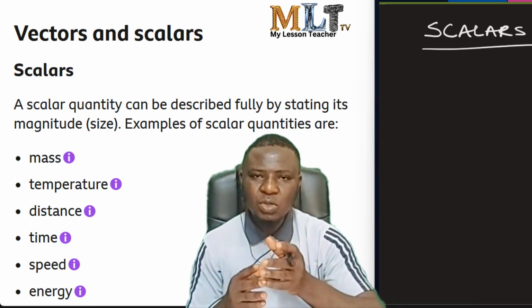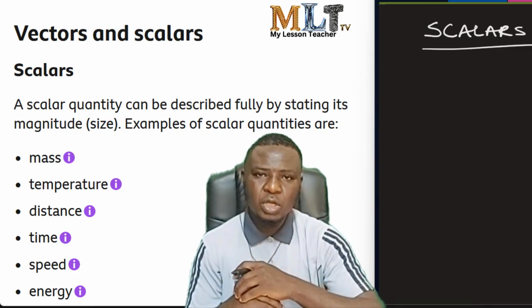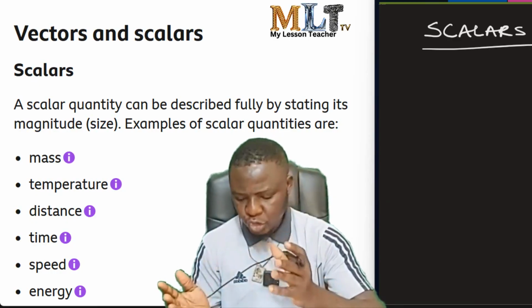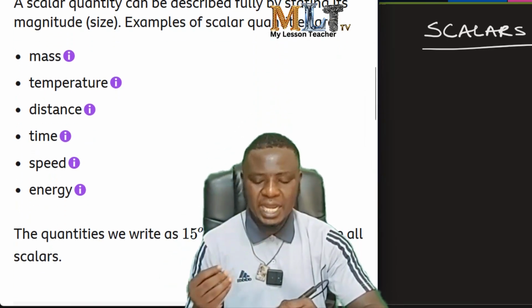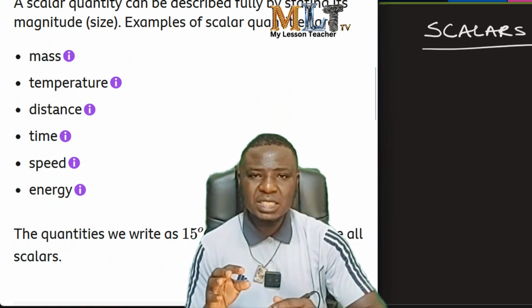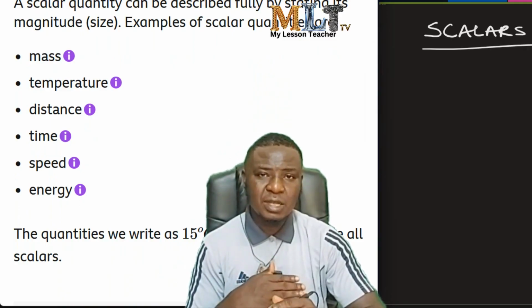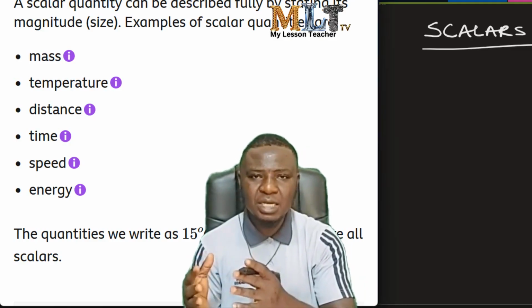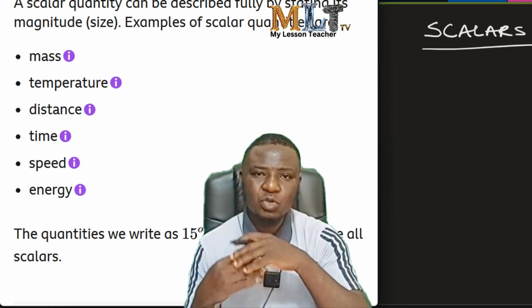So just like I said, scalar quantities are those quantities that have only magnitude and no direction. Examples of scalar quantities, we have mass, we have temperature, we have distance, we have time, speed, energy. All these are referred to as scalar quantities, in the sense that they have only magnitude but no direction. When we get into physics, vector quantities, you will then understand what I meant by them having both magnitude and direction. So scalar quantities have only magnitude, no direction.